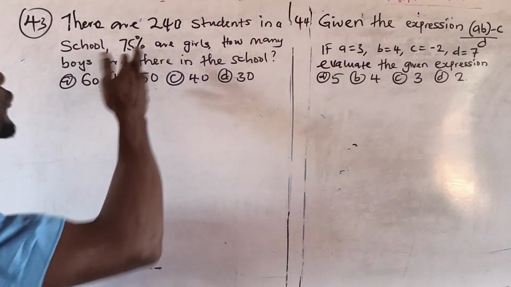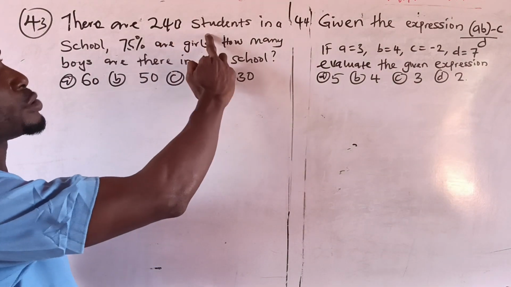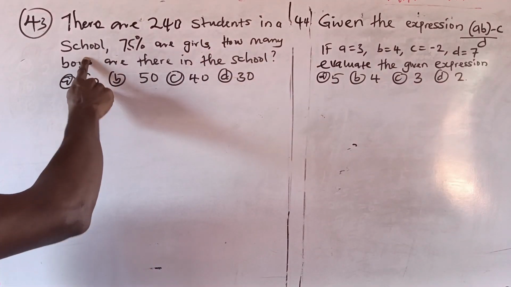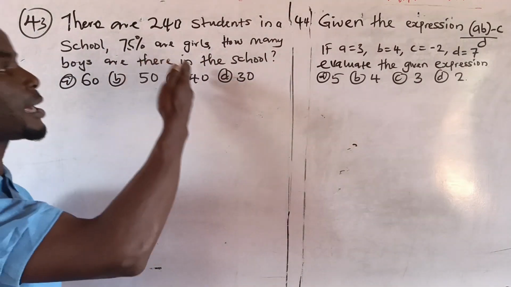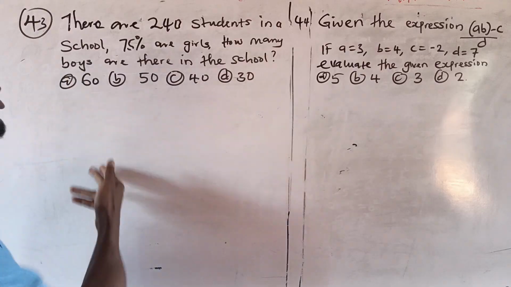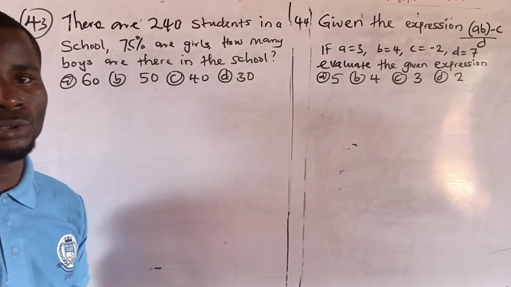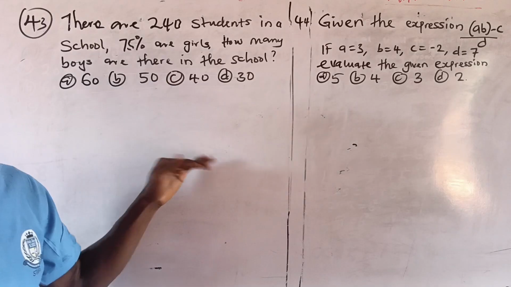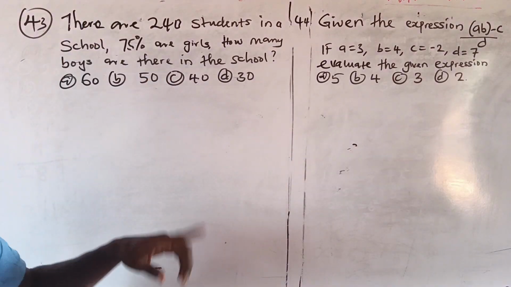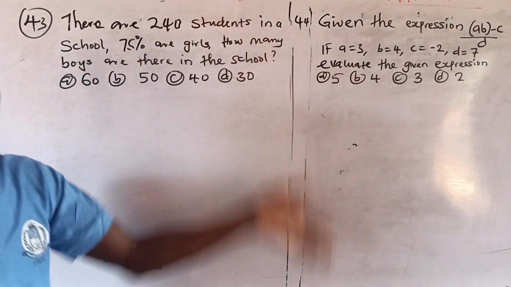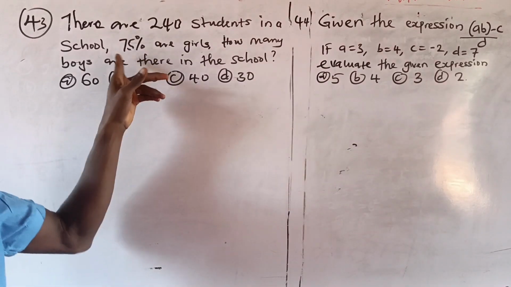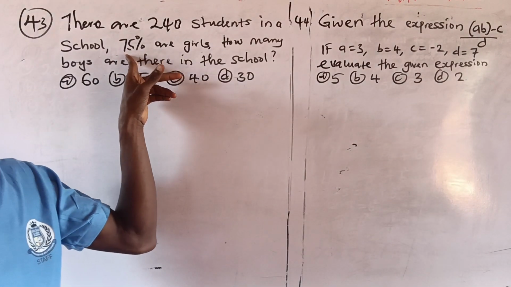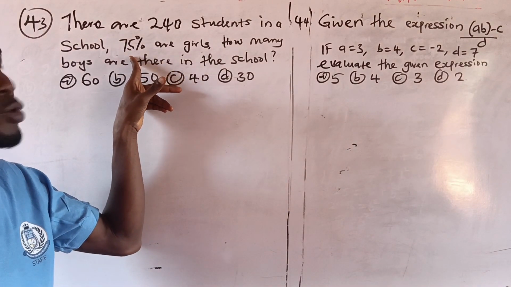Question 43. There are 240 students in a school. 75% are girls. How many boys are there in the school? So what they want us to look for is the number of boys in the school. And for us to know the number of boys, we need to know the number of girls, because they gave us the girls' number in percentage. So we need to know it.